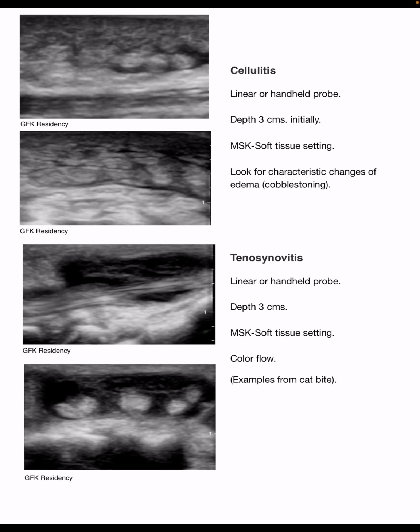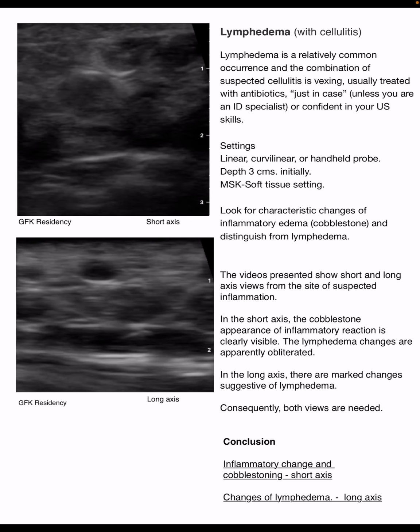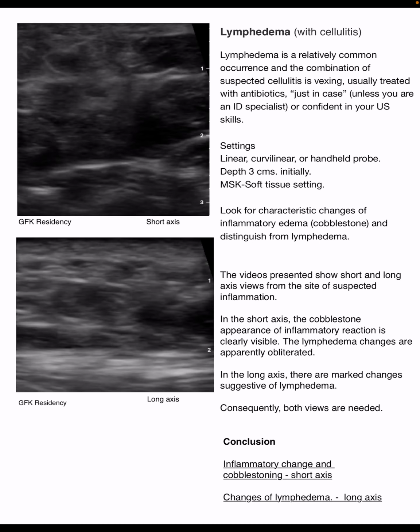Lymphedema, particularly as patients get older, is a common occurrence, and the combination of a suspected cellulitis is vexing, usually treated with antibiotics, just in case. But ultrasound is useful in this setting. Look for the characteristic changes of inflammatory edema, the so-called cobblestone, and distinguish that from lymphedema.